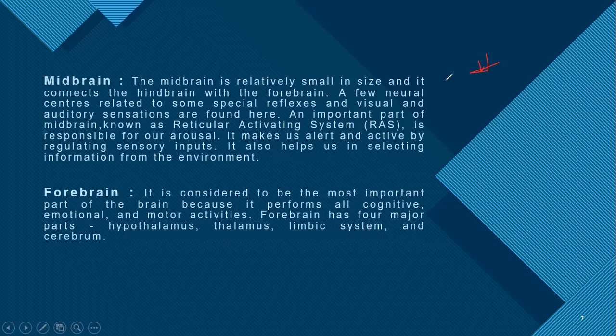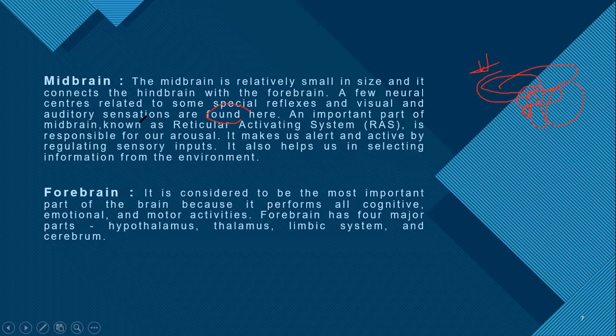The midbrain is relatively small in size and it connects the hindbrain with the forebrain. So if you can recall the earlier structure, the pons, midbrain is the area where it is connected to forebrain and hindbrain. A few neural centers related to some special reflexes and visuals, auditory sensations are found here. Earlier, the pons is also responsible for what you hear. Here in the midbrain also there are some auditory sensations.